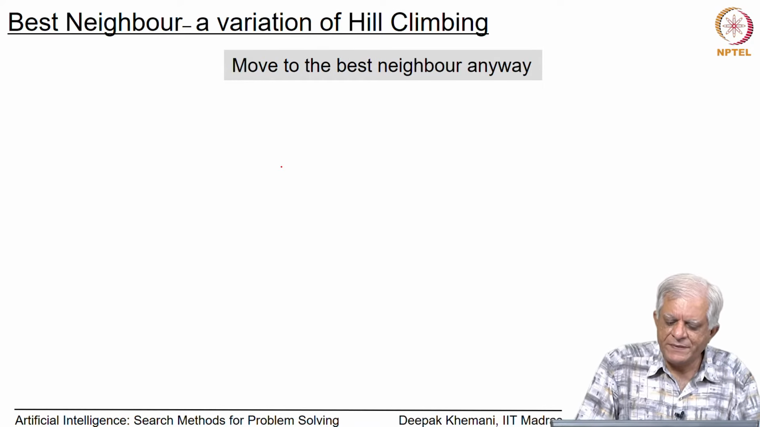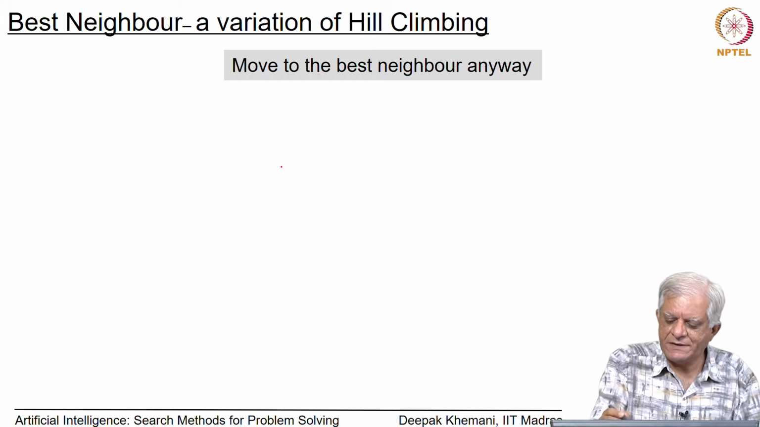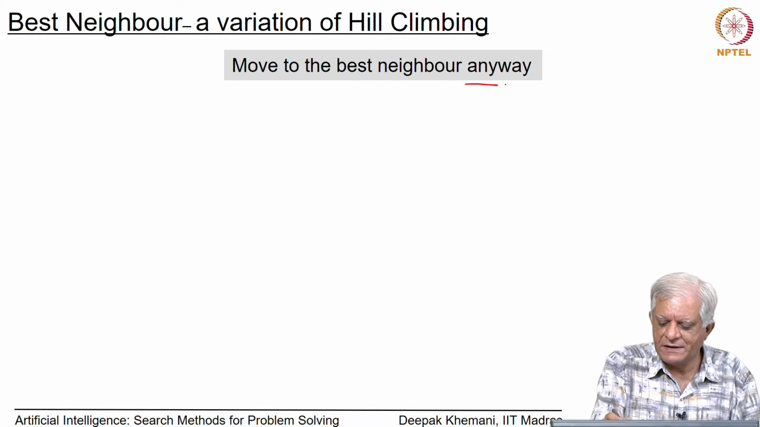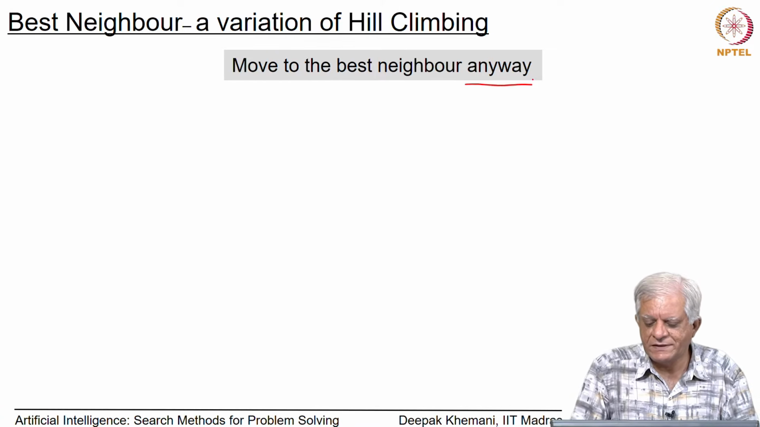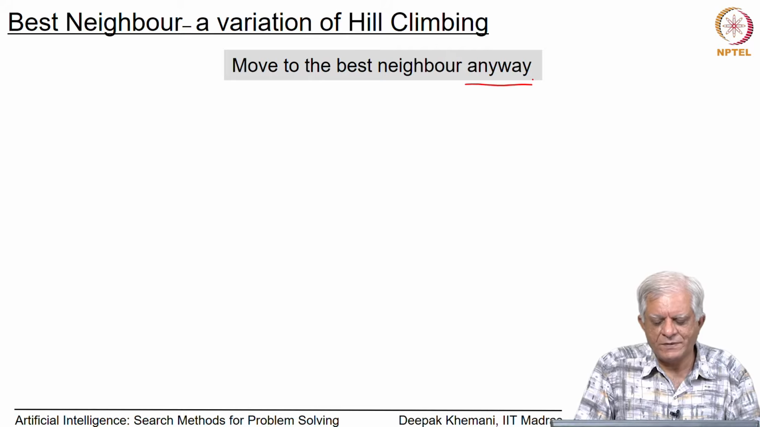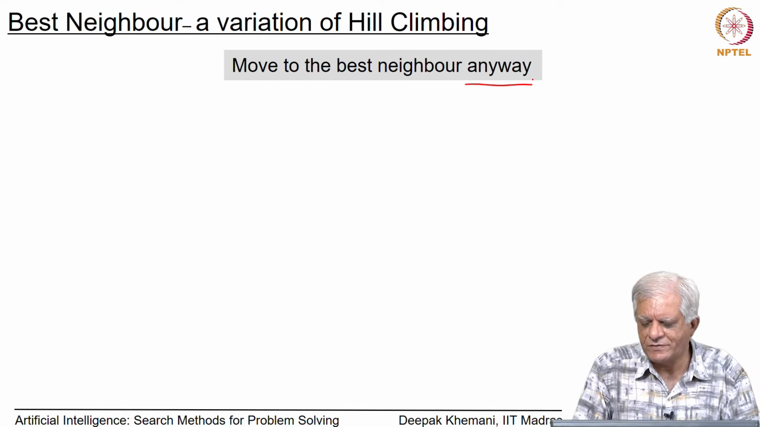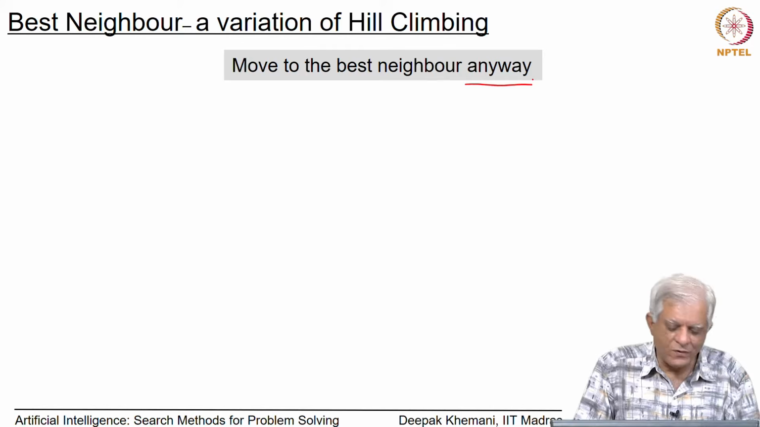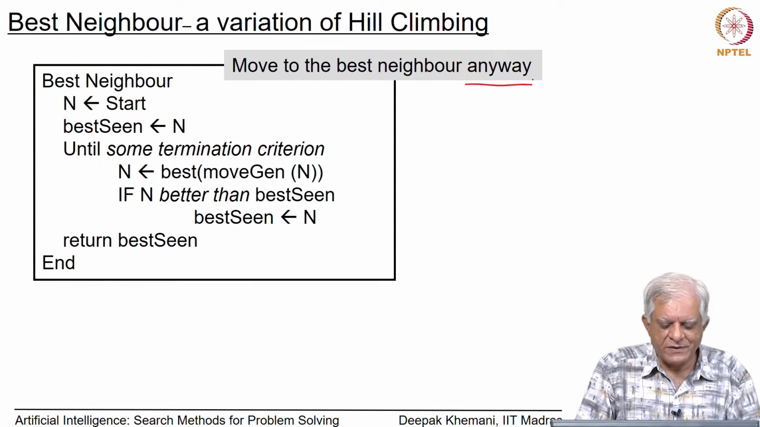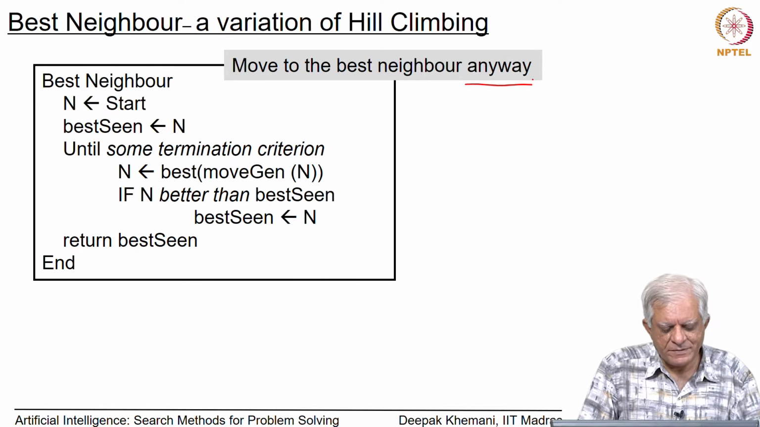So, let us look at a variation of hill climbing. What we want to say is that move to the best neighbor anyway. This is different from what we did earlier. In hill climbing, we said move to the best neighbor if it is better than the current node. Now, we do not have this criterion of being better than the current node; you move to the next neighbor anyway. So, the algorithm becomes much simpler.